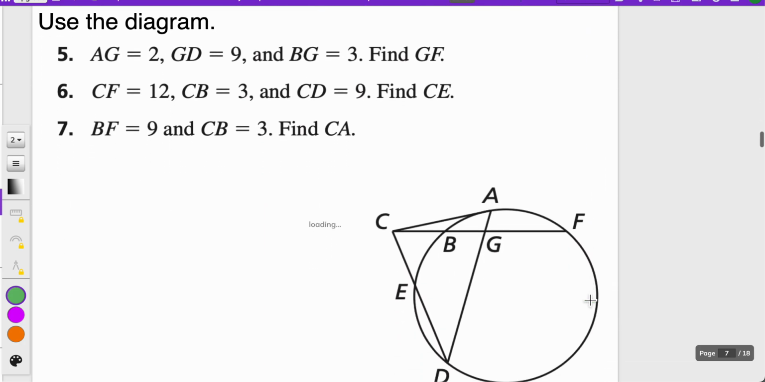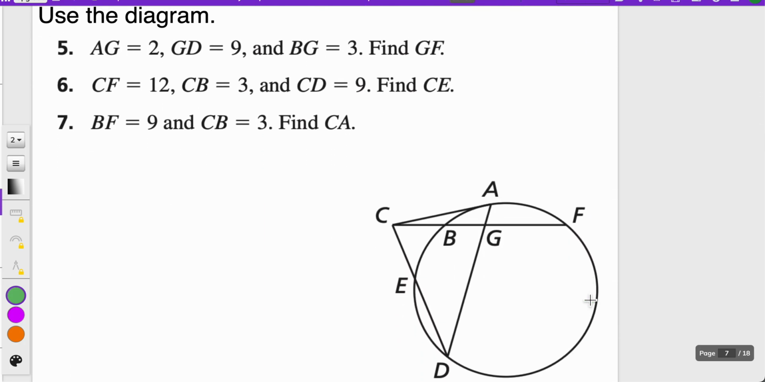All right, number 5. Use the diagram. This is going to take us to lesson 10.6, where we have the secants and tangents and how they apply. If AG is 2 and this length is 9, then what can we do to find BG and then GF? Okay, so that just means 2 times 9 is equal to 3 times x, or 18 is equal to 3x, so x has to be 6.